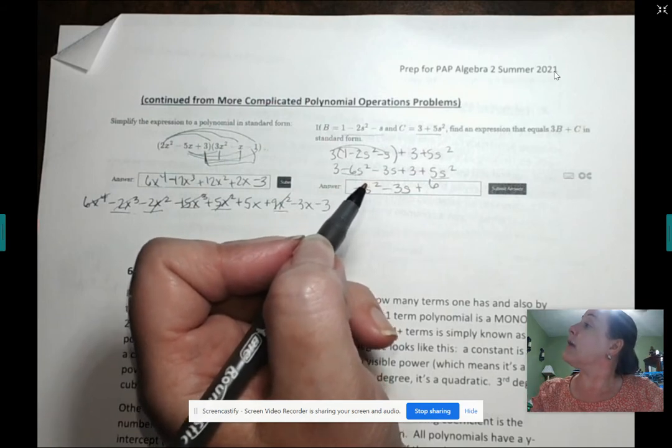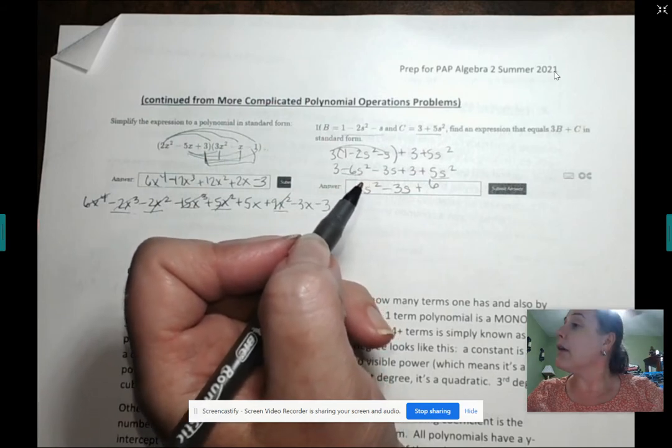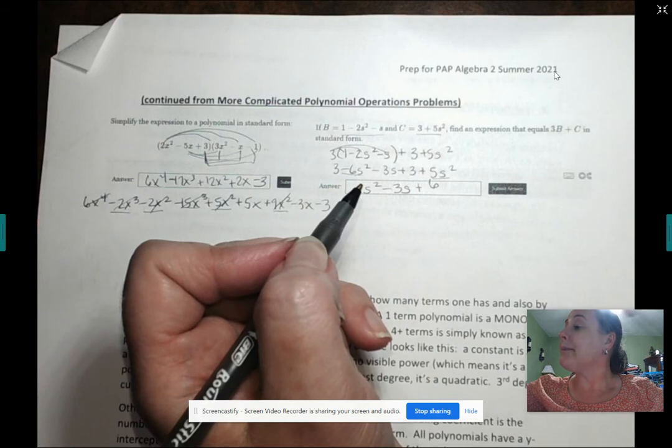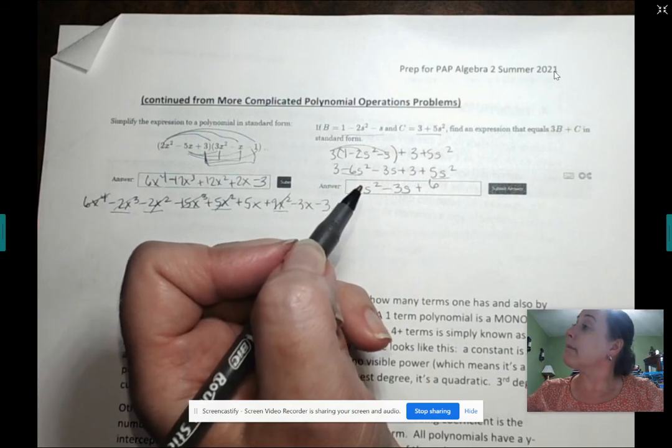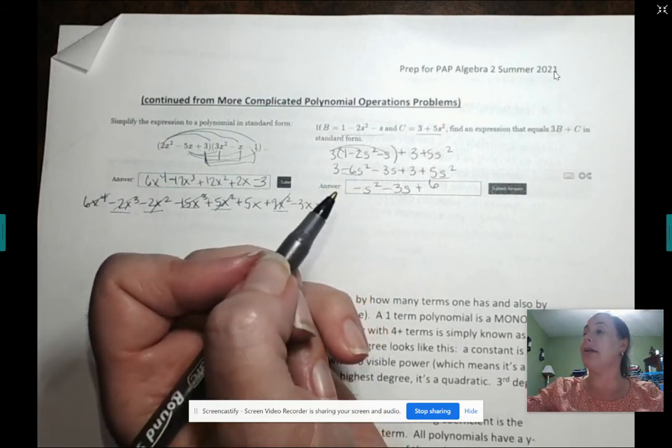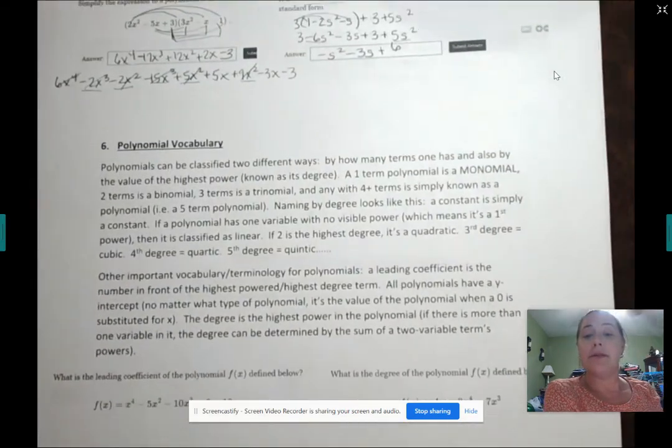All right. I did this already once. Yeah, that's right. Okay. Now, here's the vocabulary part.